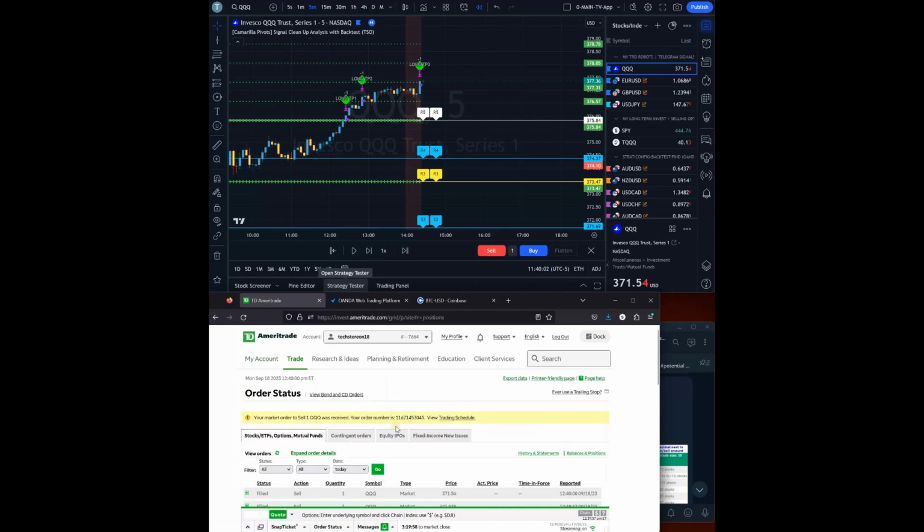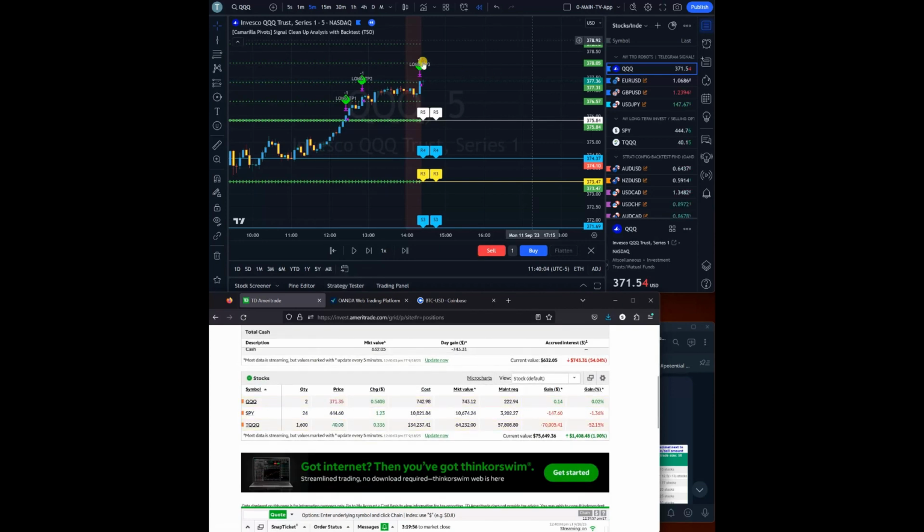Let's make sure. So 2 remaining. And that red area means power hour already started. As you see, this is 14, basically 2 p.m. Central Time, 3 p.m. Eastern Time. That's when power hour starts. So let's continue.